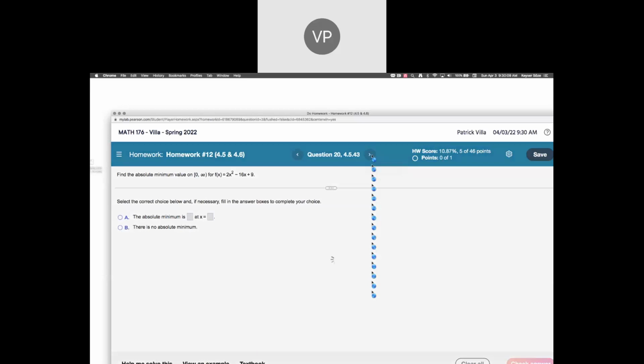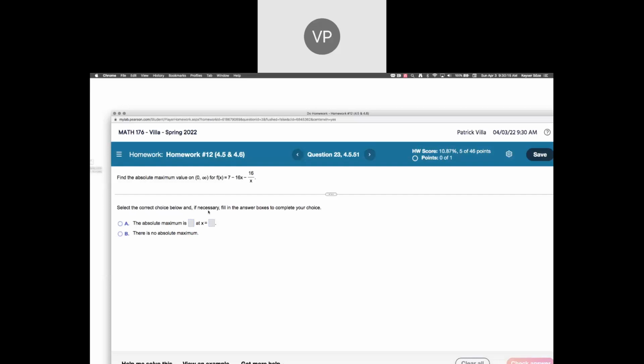Okay, so let's see if we've got something for 23. I think it's still in section 4.5. Yeah. Okay, so same thing on this one. We want to know what happens to our graph. Do we have an absolute max? Is all they're looking for. So here's my function. And we're only looking for a max, and we're only looking on this side of the equation.